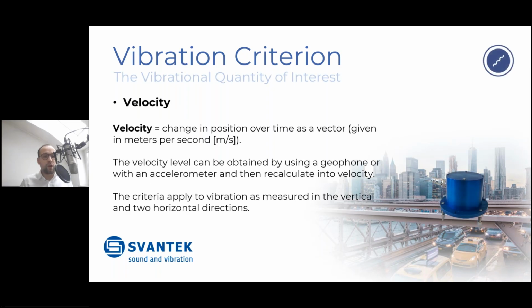But what is velocity? For those of you that do not know, this is the change in position over time, as a vector. Usually, velocity levels can be obtained using a geophone, or using an accelerometer and then recalculating the velocity level from that. The VC curve criterion requires you to measure in the vertical and horizontal directions, meaning that a triaxial device is required to obtain a velocity signal that you can then apply and look at against the VC curves.